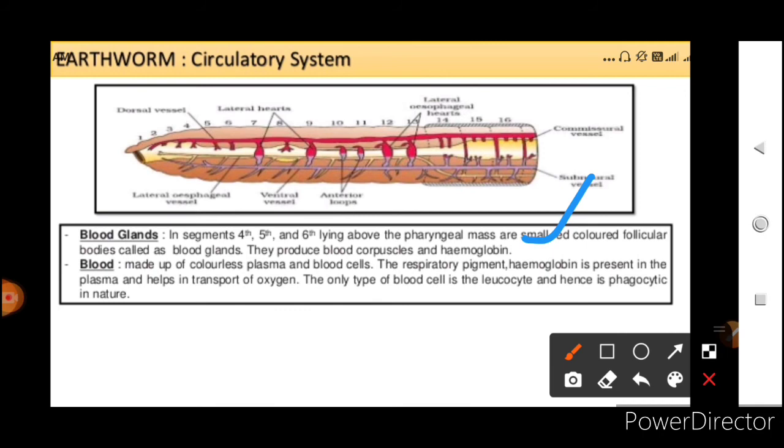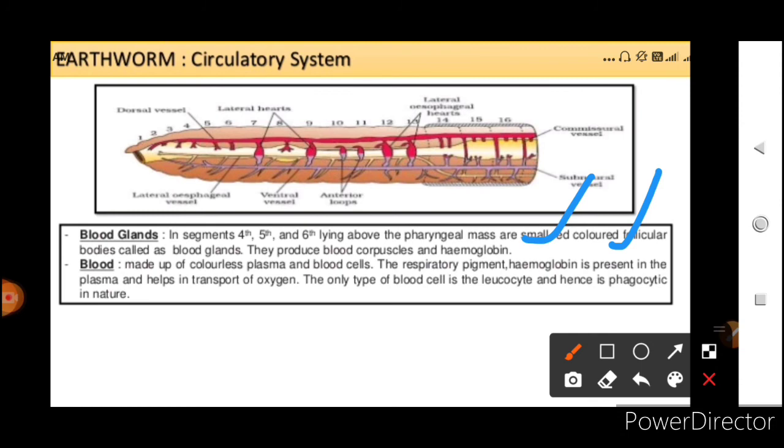So blood glands can be found in the 4th, 5th, and 6th segments, lying above the pharyngeal mass, above the pharynx. They are a small mass of red colored follicular bodies, and they secrete what? They secrete blood corpuscles and hemoglobin.